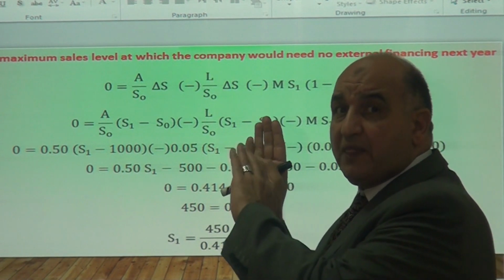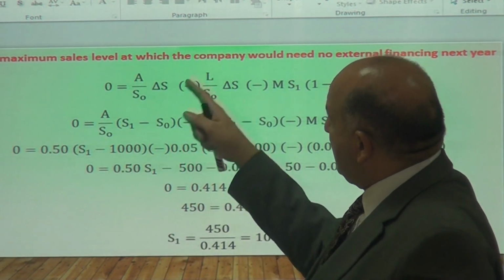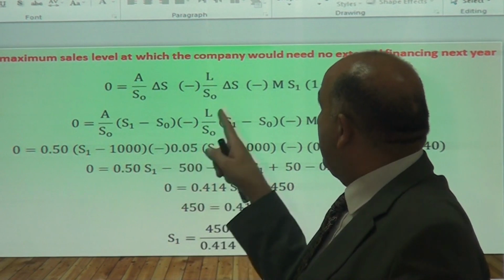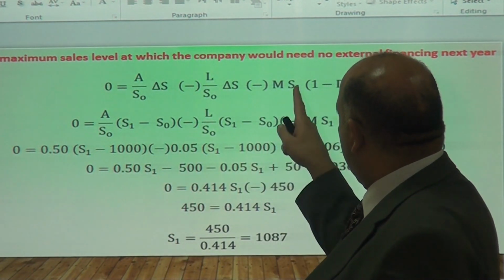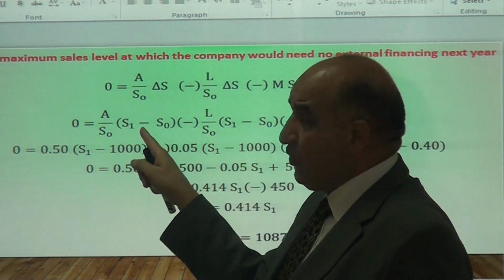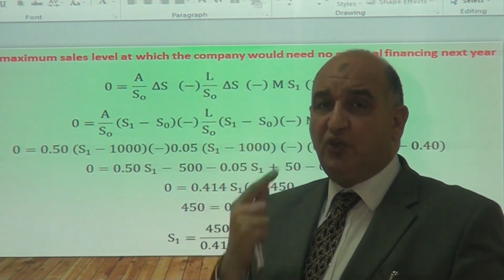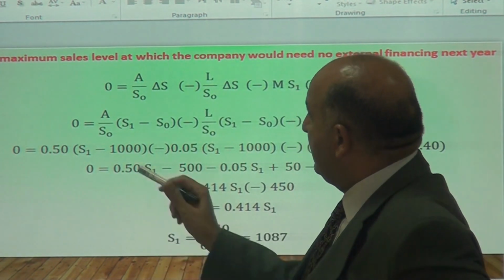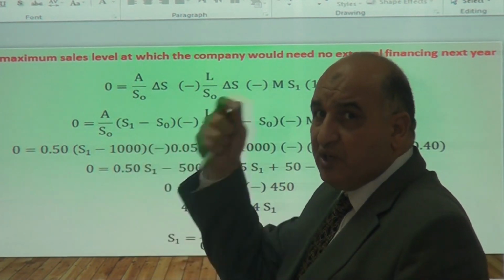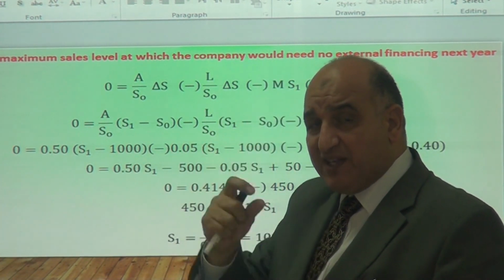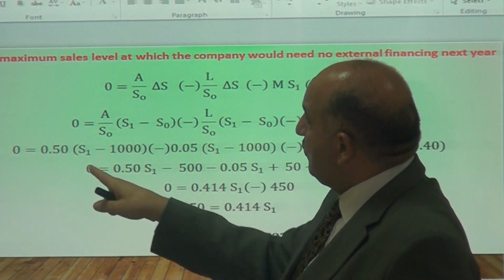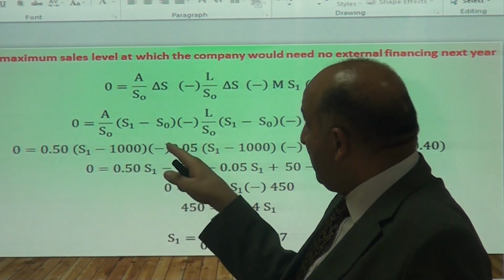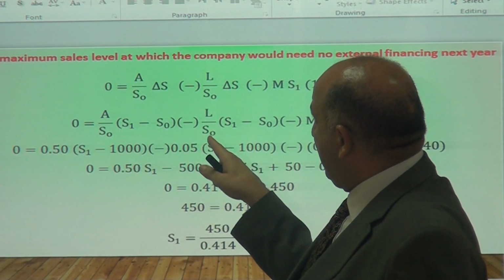We have to transform one into the other. The easy way is to write delta S as S1 minus S0. Delta S is S1 minus S0, and this is S1. So we have one equation with only one unknown. And it must equal 0. I use the same everything. So A divided by S0, which represents the percentage of assets that changes as sales increase, we calculated before as 50%. So 50% multiplied by S1 minus 1,000, minus L divided by S0.